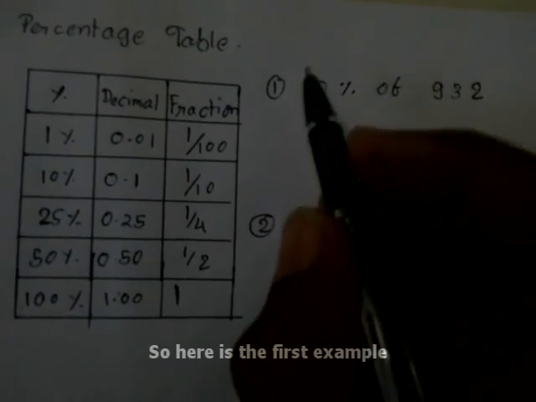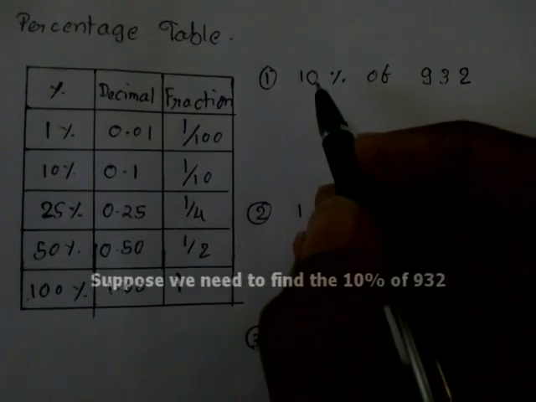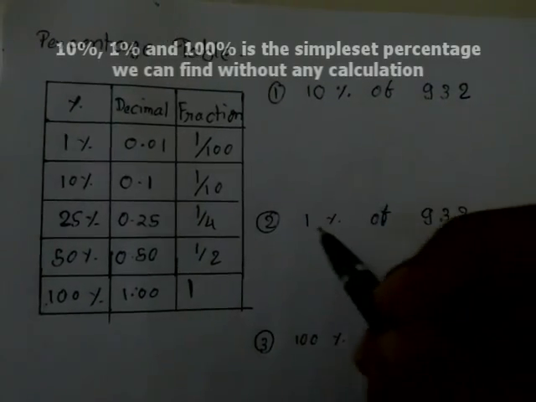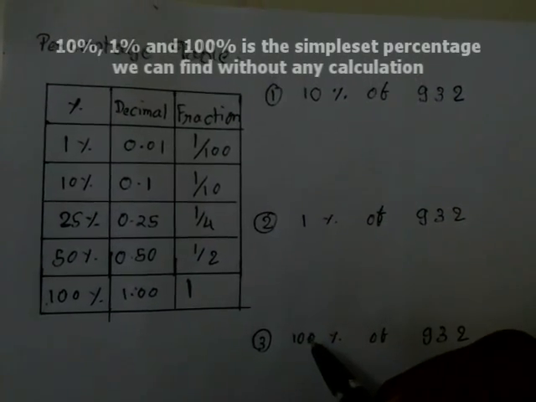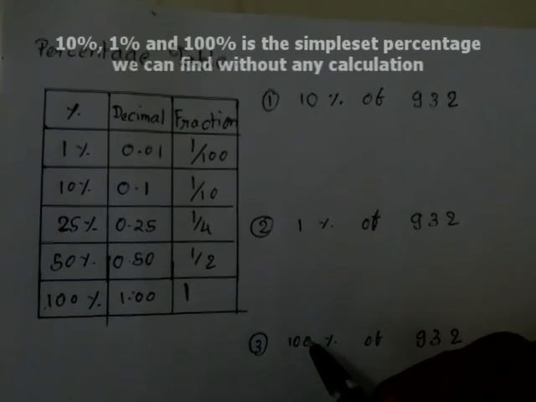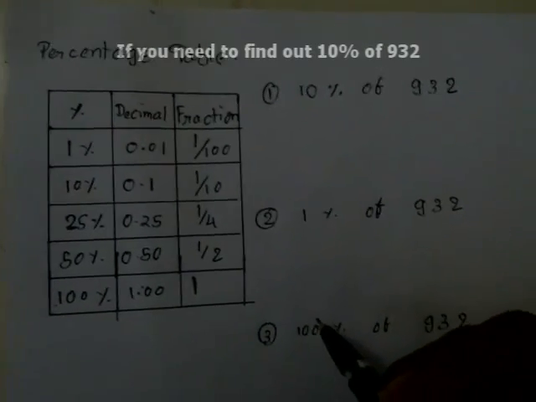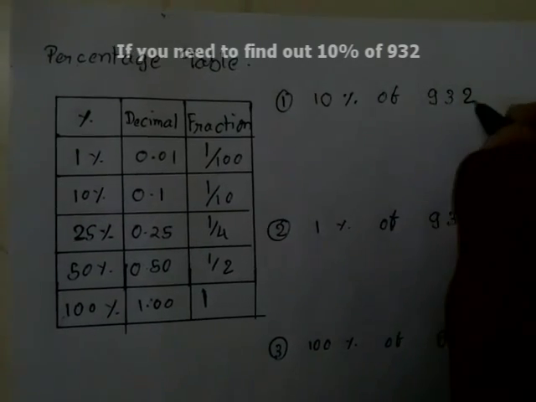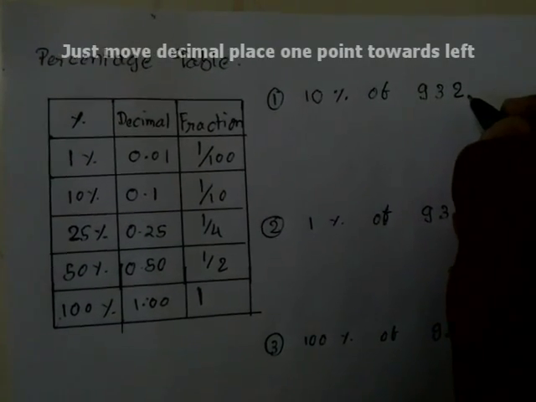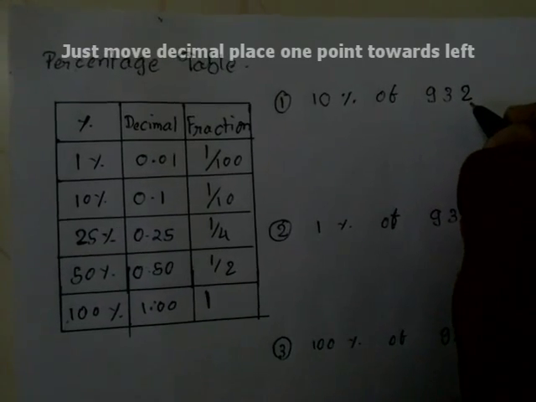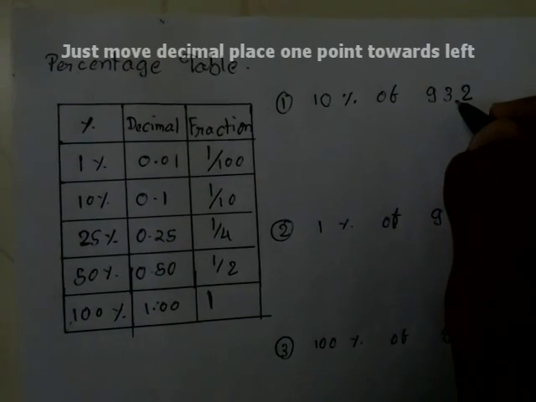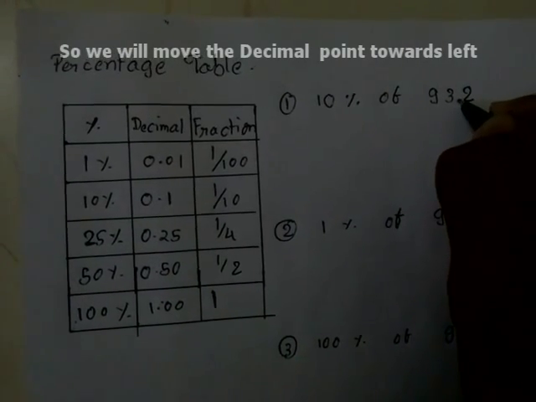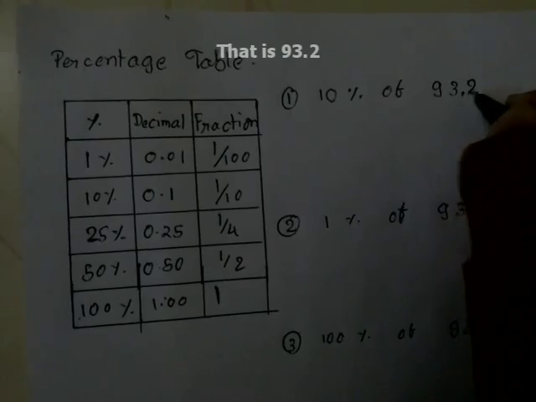So here's the first example. Suppose we need to find out 10% of 932. 10%, 1% and 100% are the simplest percentages we can find without any calculation. All you need to do is, if you need to find the 10% of 932, just move the decimal place by 1 point towards left. So we move the decimal point towards left, that is 93.2.